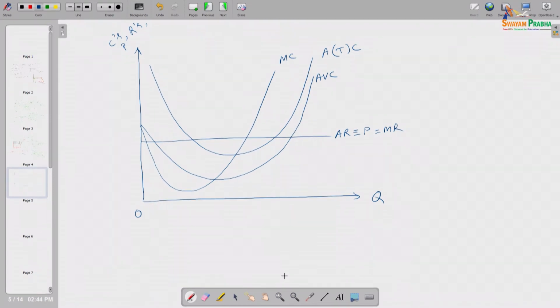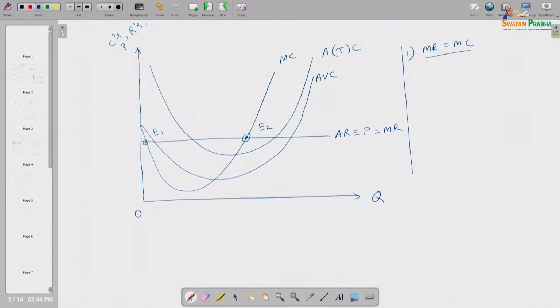Look at what is happening if this is the market price situation. Two points are there, here and here. Suppose this is the E1 point and this is the E2 point. Both the E1 and E2 points satisfy the first order profit maximizing condition, that MR equals MC.